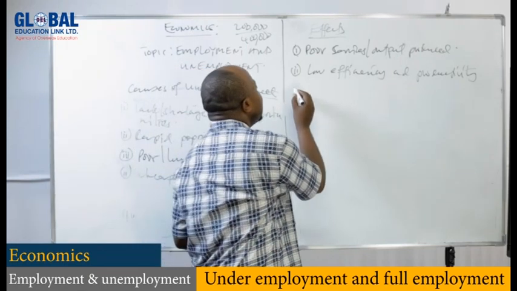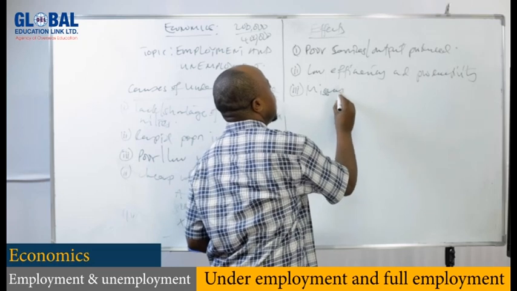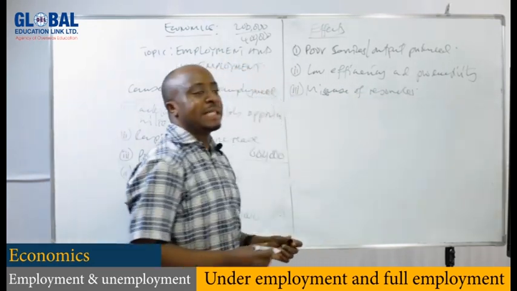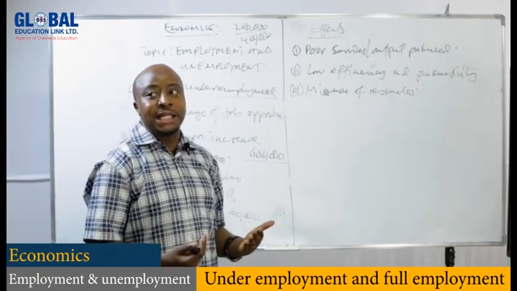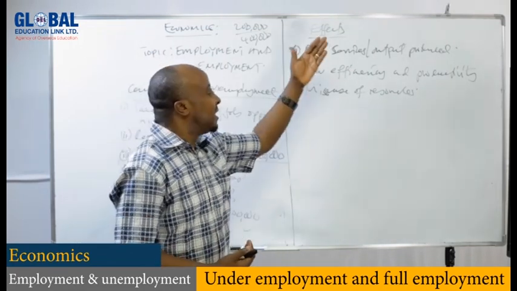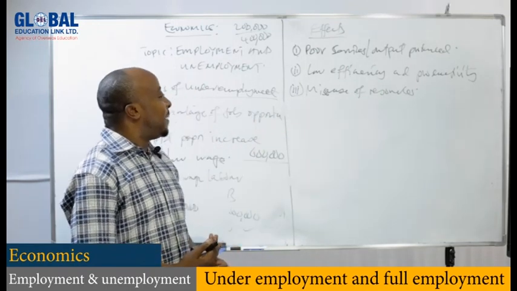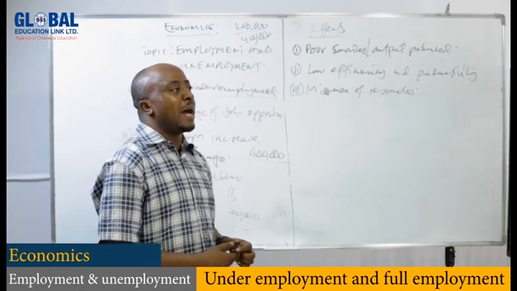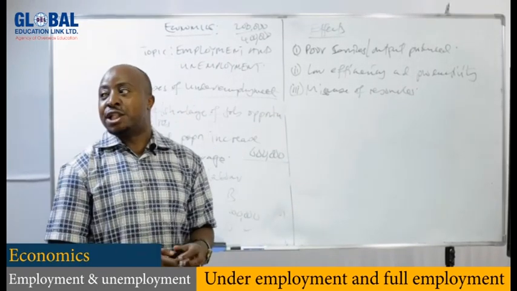Another one, there is misuse of resources. It means with underemployment, resources are misused. Because, for example, someone who has been trained as an accountant is now teaching. What do you expect? That resource is misused because we expect this person to be an accountant, but now is a teacher. We expect this person to be a doctor, but now is an accountant. That means there is misuse of resource there because you have to take an accountant to be an accountant and a doctor to be a doctor. That is one of the effects.